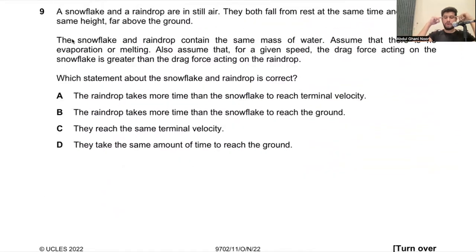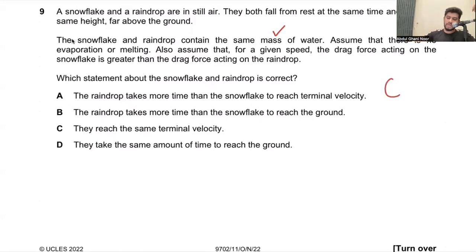A snowflake and a raindrop are in still air. They both fall from rest at the same time and from the same height far above the ground. तो दोनों नीचे गिर रहे हैं in the presence of air. दोनों पे air resistance act करेगी. The snowflake and the raindrop contain the same mass of water, तो दोनों का weight same है. Assume that there is no evaporation or melting. Also assume that for a given speed, the drag force acting on the snowflake is greater than the drag force acting on the raindrop. ठीक है, तो snowflake पे drag force ज़्यादा होगी और raindrop पे drag force कम होगी. Which statement about the snowflake and the raindrop is correct?